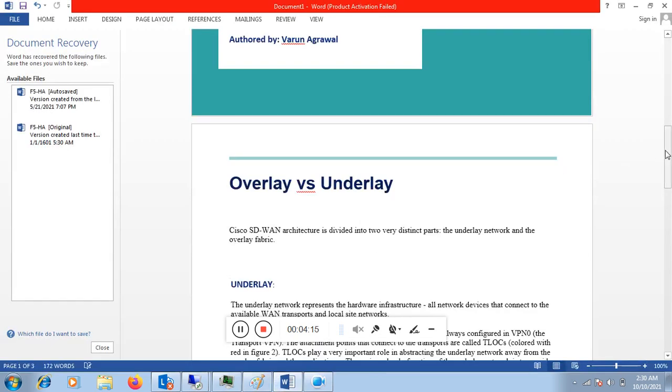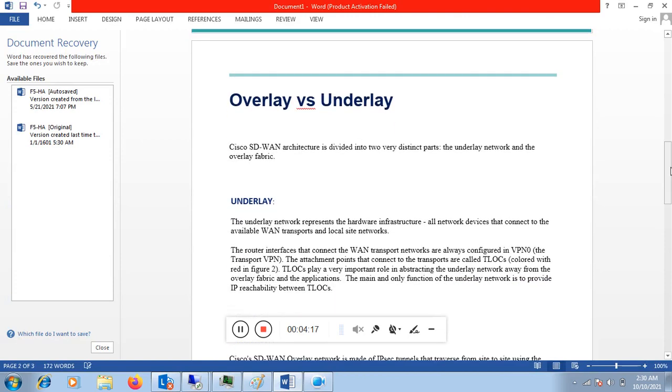So if we talk about underlay, the underlay network represents the hardware infrastructure, all the network devices that connect to the available WAN transport and the local site network. The router interfaces that connect to the WAN transport network are always configured in VPN 0. The attachment points that connect to the transport are called TLOCs. TLOCs play a very important role in abstracting the underlay network away from the overlay fabric and application. The main and only function of the underlay network is to provide IP reachability.